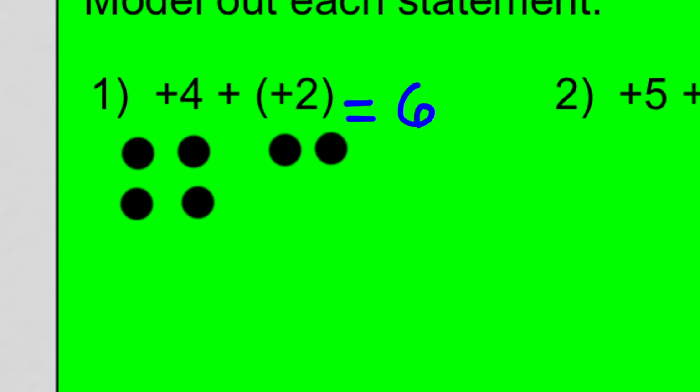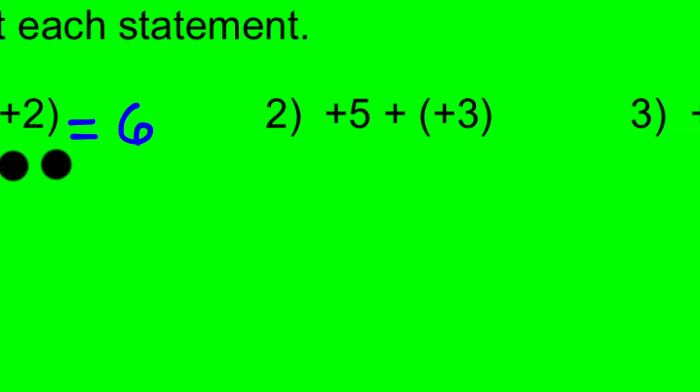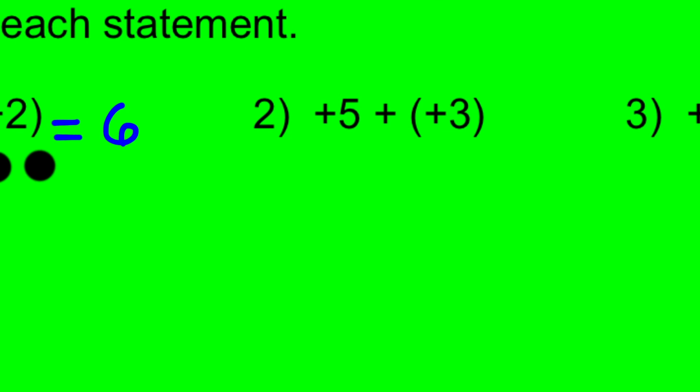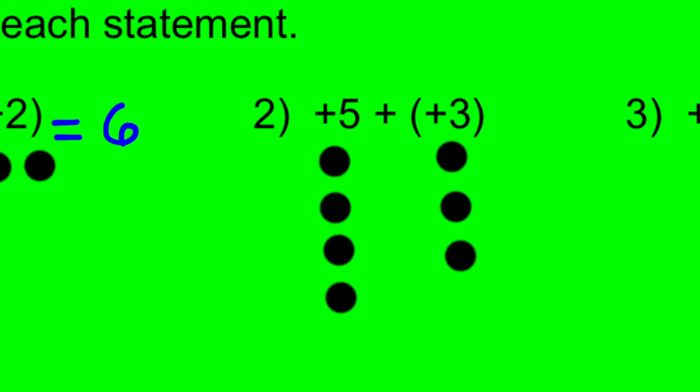Because nothing cancels out. Now, if I go to the next question, I want to model out positive 5 plus positive 3. Well, I'll do 5 positives. I'll do 3 positives. Nothing cancels out, so I'm left with positive 8.